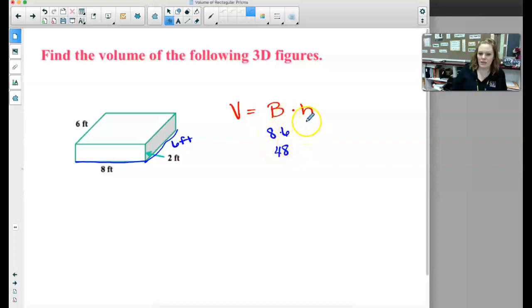That's our capital B, times the height of the prism. The height is right here. The height is 2. And 48 times 2, if you need your calculator, use it, is 96 feet cubed. So that's how we would label our answer.